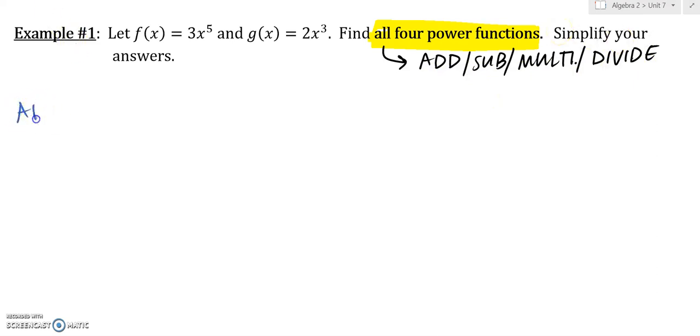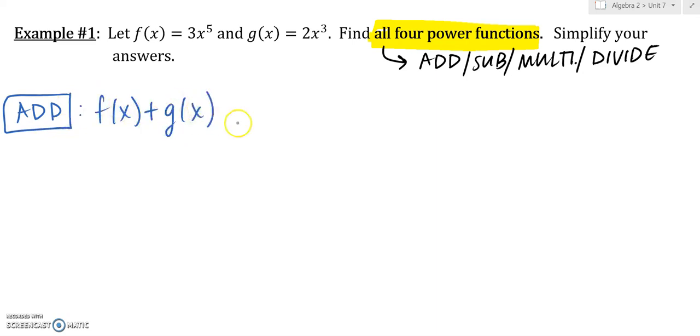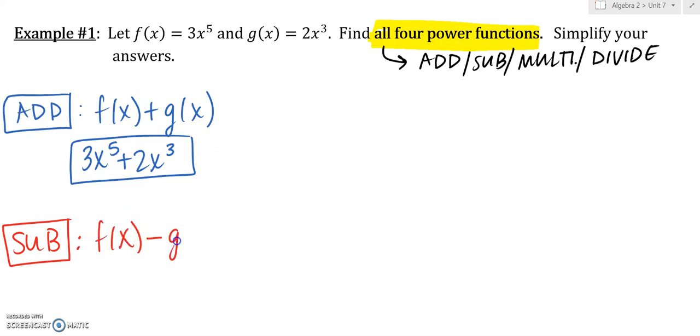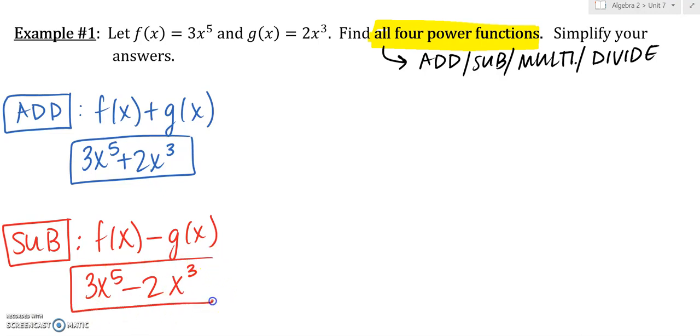Here we go. My first one, I'm going to add. If you saw this written out, it would say f of x plus g of x. When I do this, it's going to be 3x to the 5th plus 2x to the 3rd. For adding, they have to be like terms. In this case, they're not, so then I'm done. My next one is subtracting. That would look like f of x minus g of x. So I take f of x, 3x to the 5th, and I subtract 2x to the 3rd. Again, adding and subtracting, these need to be like terms. They're not, so then I'm stuck. I can't go any further.